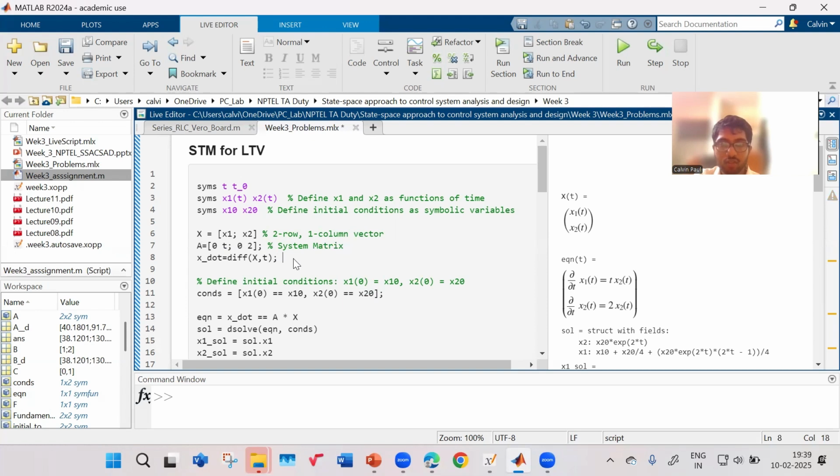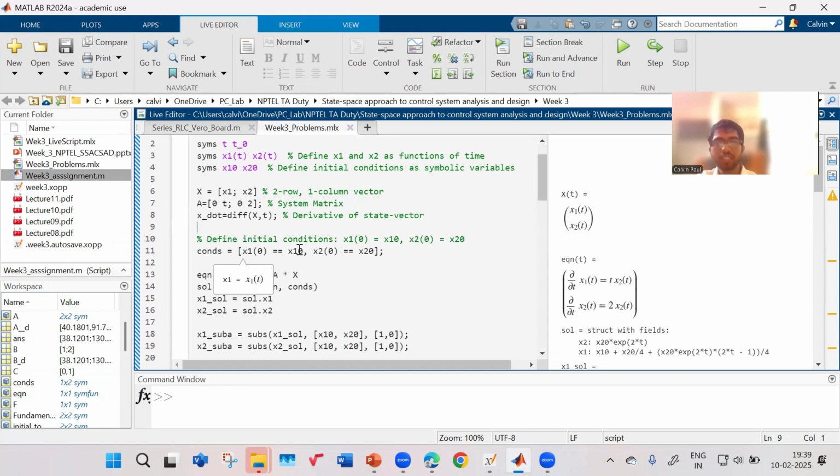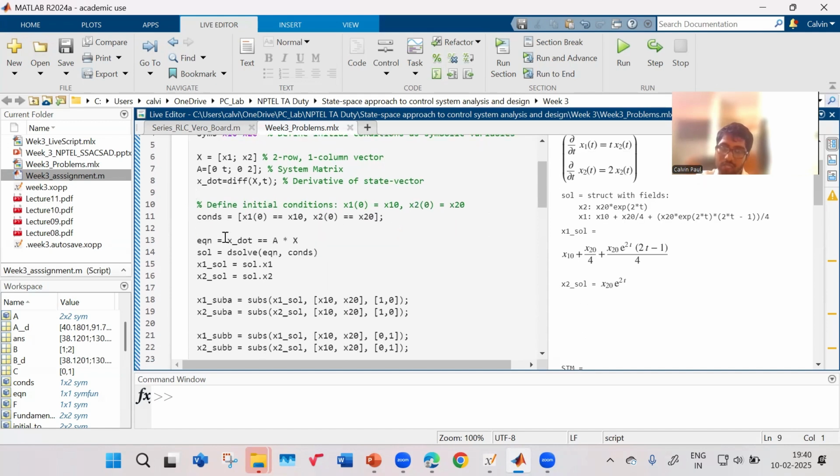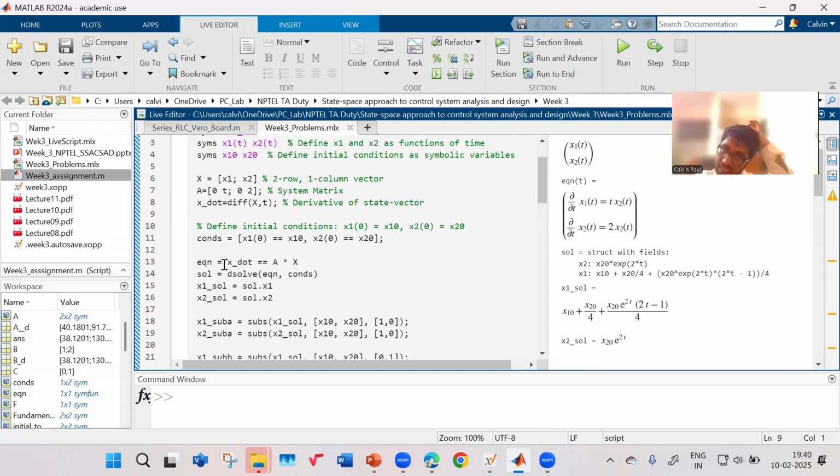So now this is the x dot. What is my x dot? It is the derivative of x with respect to t, the derivative of the state. Now I will define the initial conditions: x1's initial condition at time t0 is x10 and x2's initial condition is x20. And I'll say that my equation is x dot, the derivative of x with respect to t, is equal to A into x. Then I tell it to solve it, and once it solves, it gives this expression.